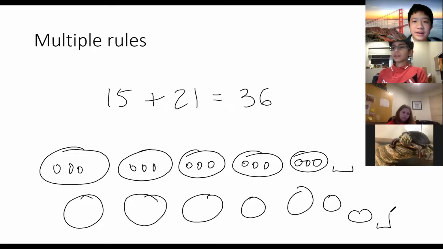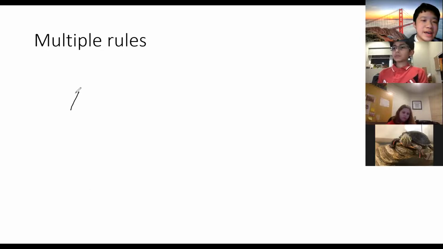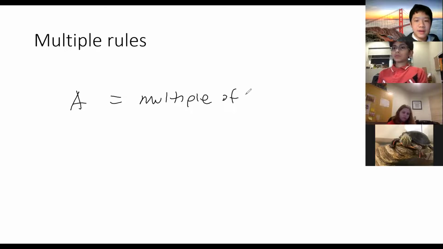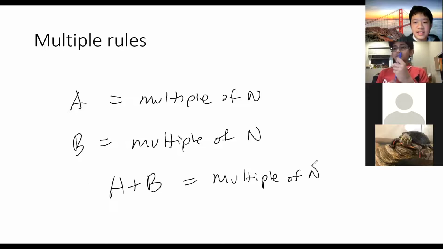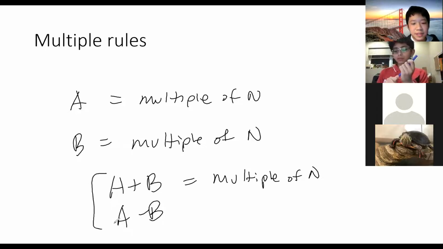So that's why if I have a number a as a multiple of 3, or a multiple of anything actually, n, and I have b as a multiple of n, then a plus b has to be a multiple of n. The same thing goes for a minus b. Both of these things have to be multiples of n.